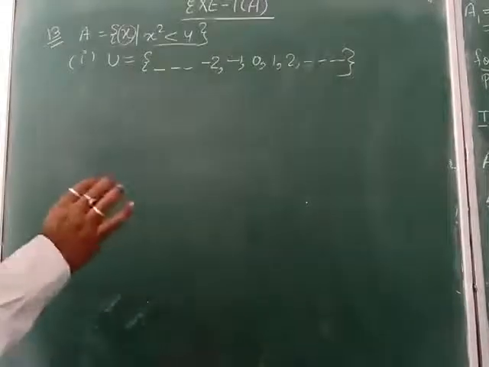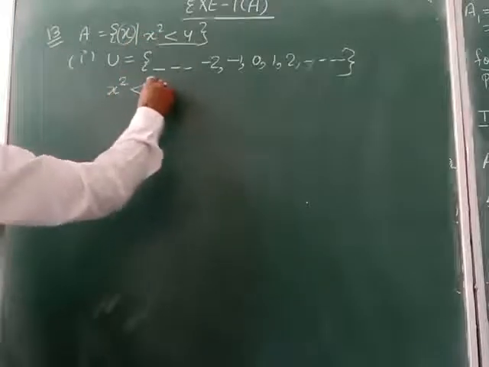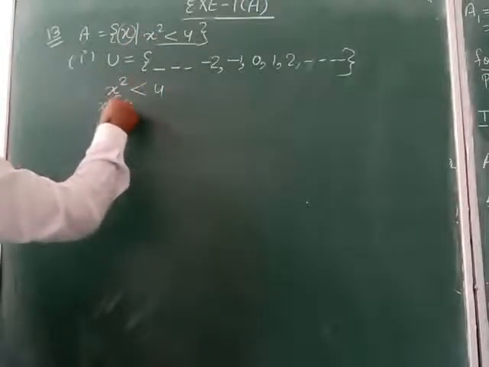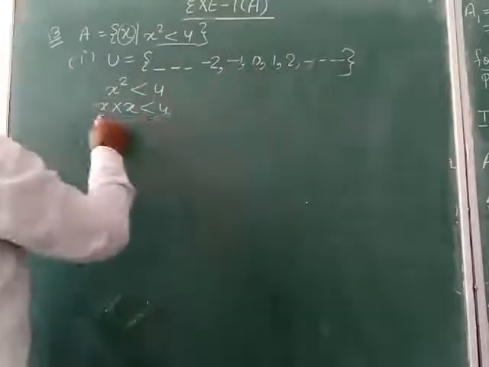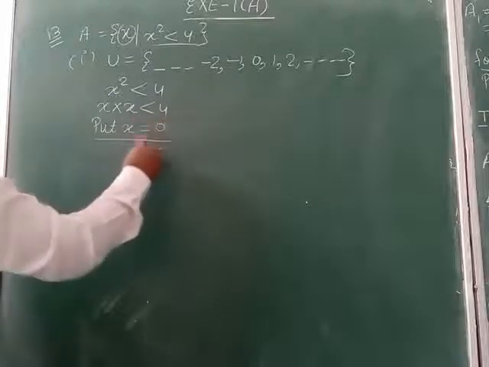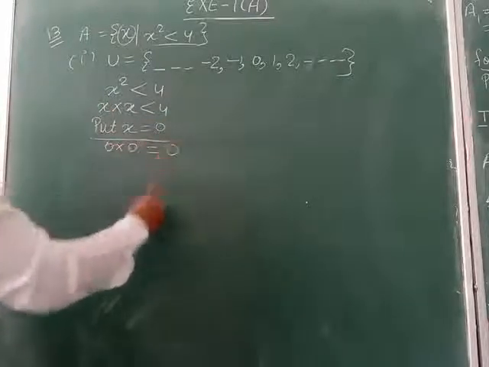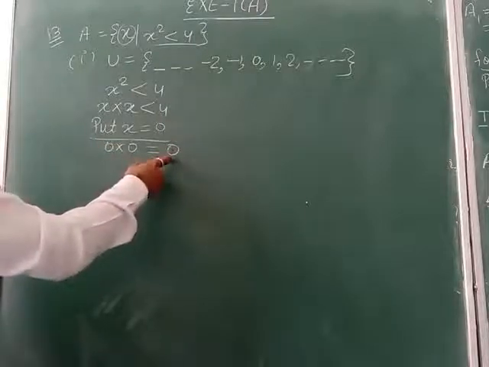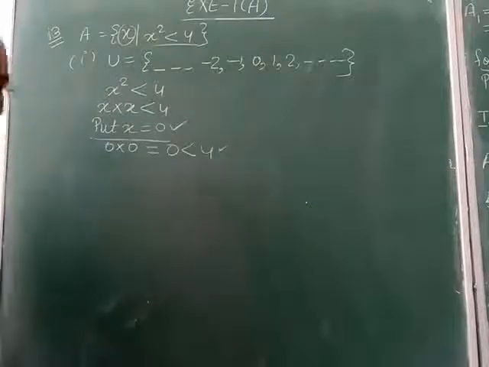One by one we will put the values here in the formula. Formula is x square less than 4. That means x multiply x less than 4. First value we will put is 0. Put 0 in place of x. So 0 multiply 0, answer is 0. Now we have to check, is this answer less than 4 or not? Yes. That means this x answer is correct.